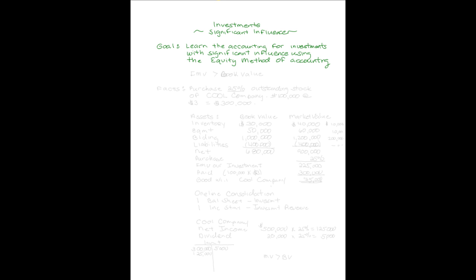equity method of accounting. In our last pencast, we looked at significant influence, assuming that the book value of assets and the fair value of assets were pretty much the same thing. In this example, we're going to assume that the fair market value of the assets of the company that we invest in are greater than their book value. And you'll see that that changes things a little bit.